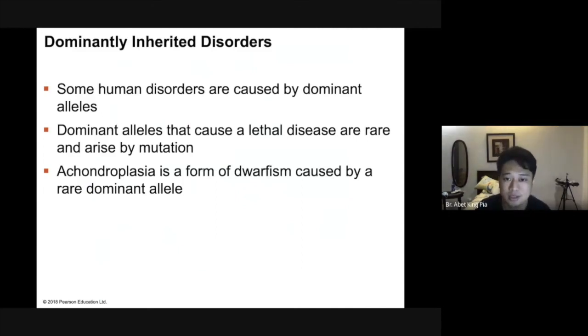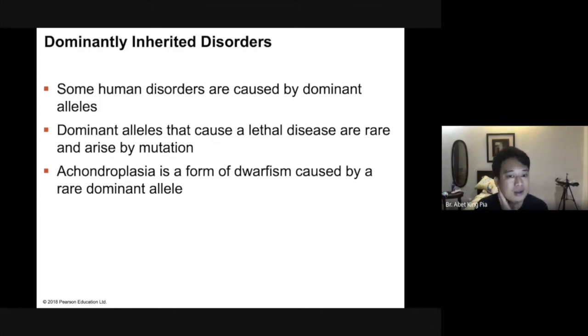Dominantly inherited disorders. Some human disorders are caused by dominant alleles. Ito naman. Dominant alleles that cause a little disease are rare and arise by mutation. Most of the time, pag namamana natin ito or nakukuha ng mga may sakit, ito because of mutation. Or nagmi-mutate yung genes natin, kaya nagmi-mutate yung genes in a dominant allele, kaya nagiging dominant yung a specific sakit.